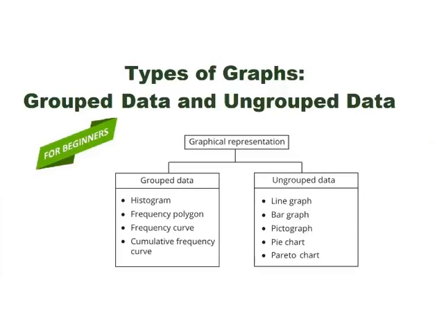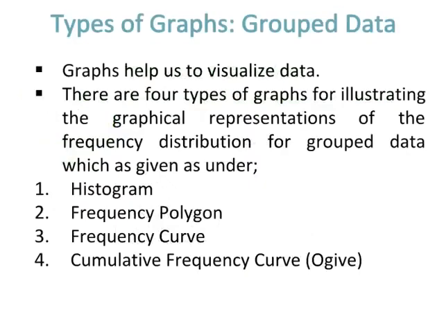Types of graphs: grouped data and ungrouped data. Types of graphs. For grouped data, graphs help us to visualize data. There are 4 types of graphs for illustrating the graphical representations of the frequency distribution for grouped data, which is given as under. Number 1 is histogram.